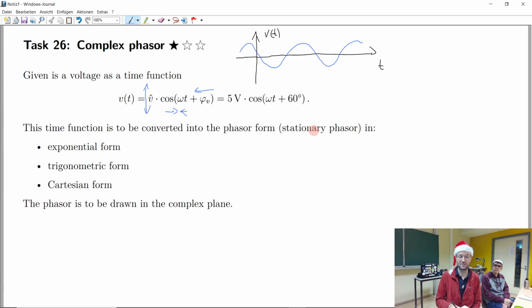And it shall be a stationary phasor. We can discuss this in a second what this means, and then we shall draw this phasor in the complex plane. And so now, as in most tasks, a question that could be asked is, why do we do this? What's the motivation to do so? What is the advantage of this complex phasors?